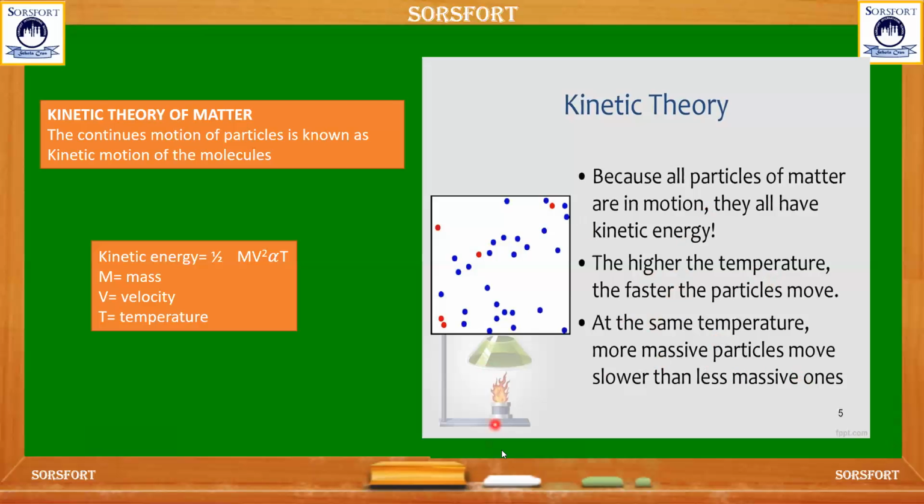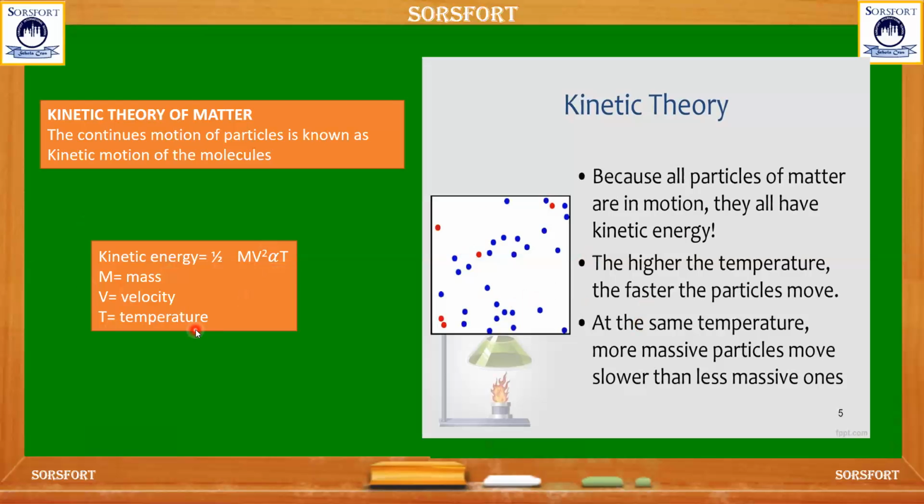Here with the activity we can see this is a liquid, water. Here we are applying heat to the water molecules. They are absorbing heat and are widely spread all over. Means when the molecules absorb the heat, their kinetic energy is increasing. So kinetic energy, equal to half mv square, is directly proportional to T. M is the mass, V is the velocity, and T is the temperature.